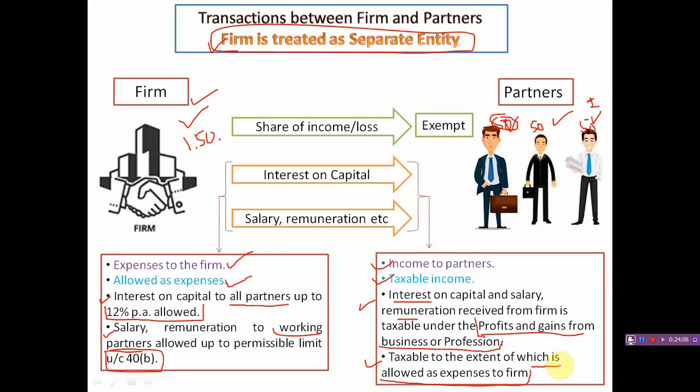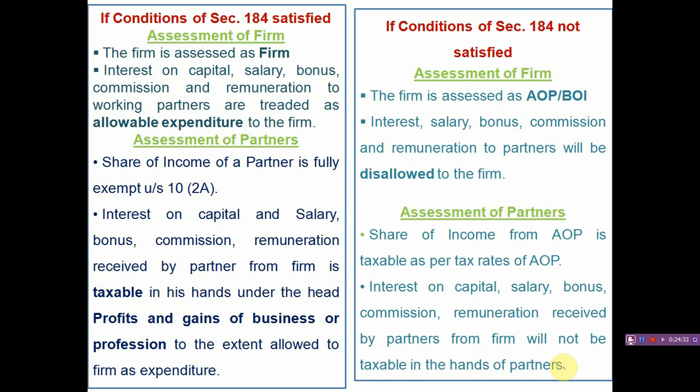The whole amount which is paid by the firm is not taxable in the hands of partner. Only the amount of remuneration or salary which is allowed as expenses to the firm, that portion of the remuneration is taxable in the hands of partner. This is about the transactions: interest on capital, important adjustments, salary remuneration to partners. See this comparison of when the conditions under section 184 are satisfied by the firm and when they are not satisfied. You can go through this.